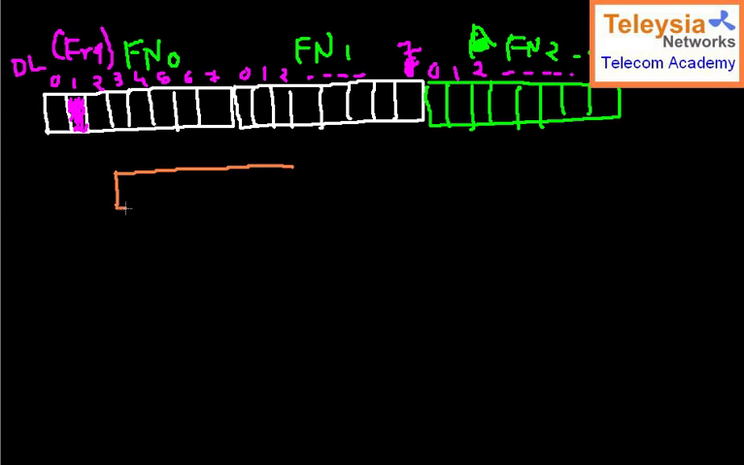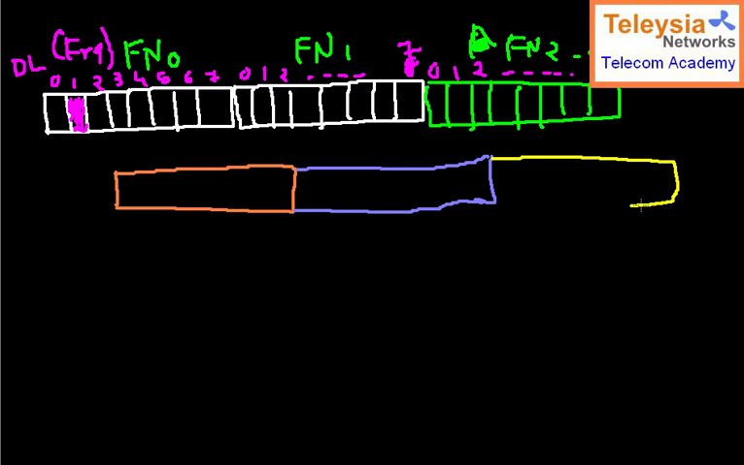This is the first TDMA frame in the uplink. Then let me change the color. This is the other TDMA frame. Then we have another TDMA frame, this is the third TDMA frame. Again here we have 8 time slots.